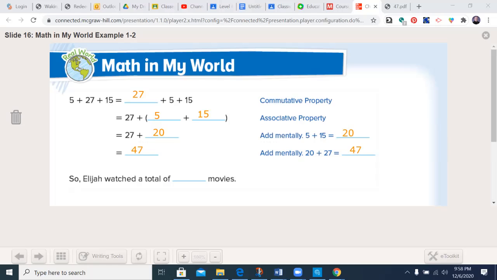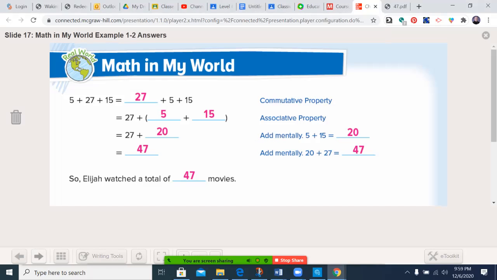So Elijah watched a total of 47 movies. In all honesty, writing out the steps today will be the longest part of doing this. This is all stuff you probably do in your head, and you're like, Mr. I know how to do this. And you're right, you do, but you still got to write it out sometimes. All right, if you need any more time, remember you can pause the video, finish writing it in, and then move on. Otherwise, I'm going to go ahead and clear the screen.